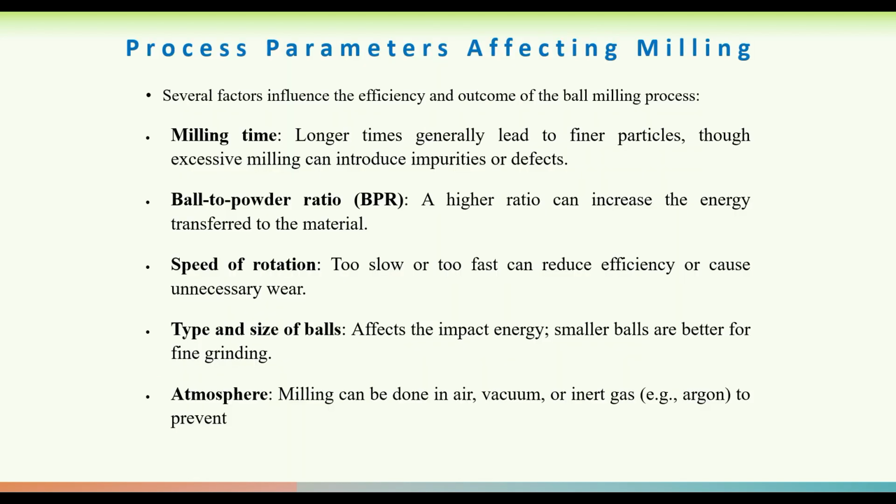Then coming to the process parameters that affect the ball milling method. Certain factors definitely affect the milling process. The most important factor is the milling time. Longer times generally lead to finer particles, though excessive milling can introduce impurities or defects. Ball to powder ratio is another parameter which affects milling. A higher ratio can increase the energy transferred to the material. Speed of rotation also influences the milling process. Too slow or too fast, both may reduce the efficiency or cause unnecessary wear.